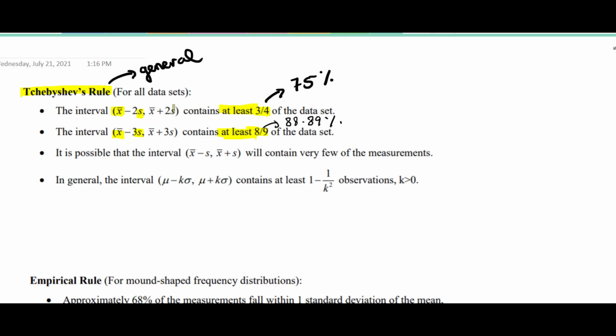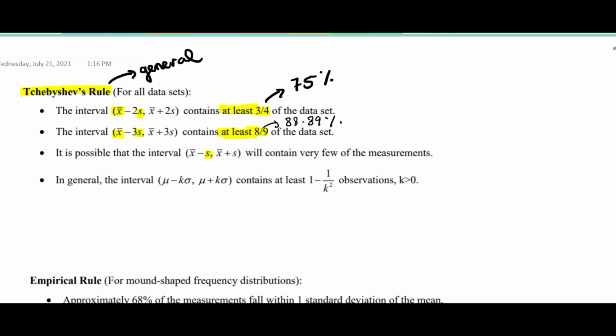So the rule is general. Here we're saying that there could be more than 75% of the data set within this interval, or more than 88.89%. But we basically just have a minimum, which are these percentages. And then it has a very general statement that it is possible that the interval of x bar plus or minus 1 unit of standard deviation contains very few of the measurements, but we don't have any specific percentage.